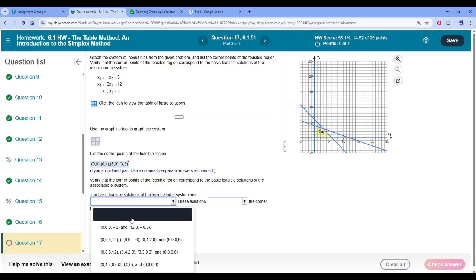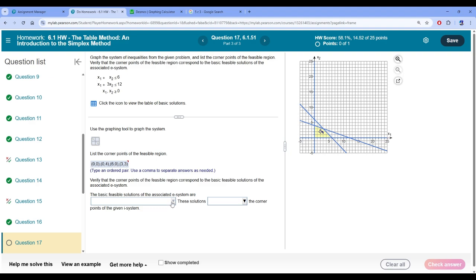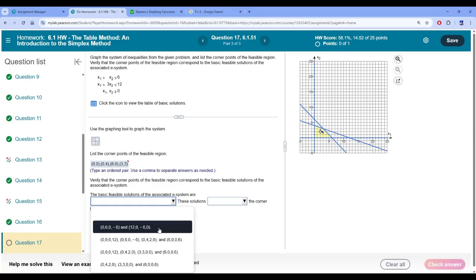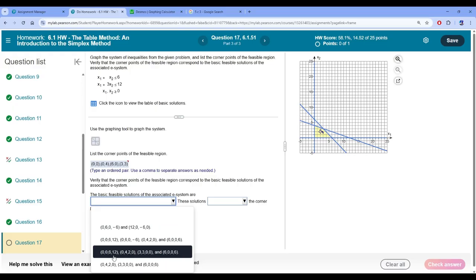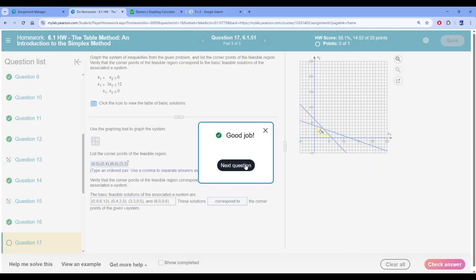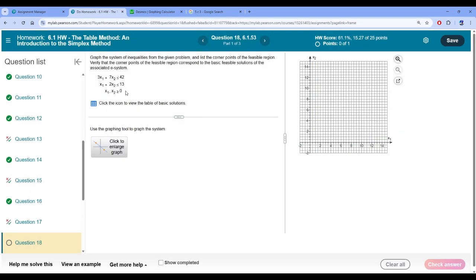The basic feasible solutions are, they've gotta be all positive. So let's see. 0. Nope. Nope. Yep. Yep. There are 4 answers. These solutions correspond to the corner points (0, 0), (6, 0), (0, 4), (3, 3). Cool. Graph this system. I'm guessing it's going to be very similar to the last question.